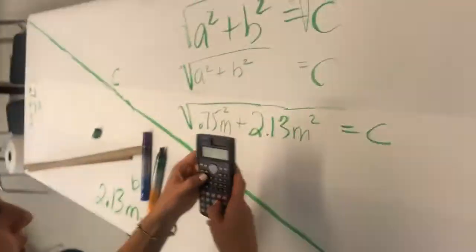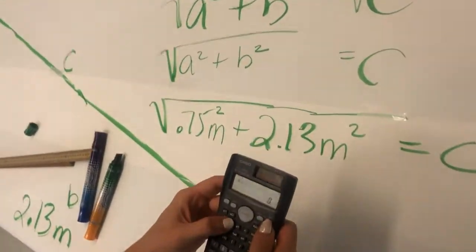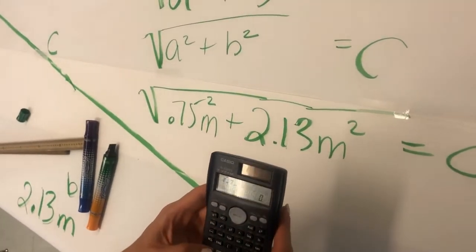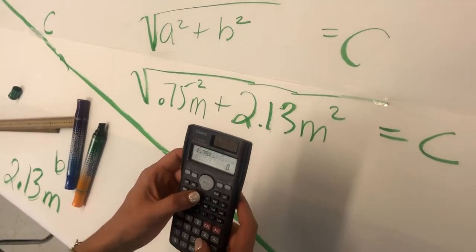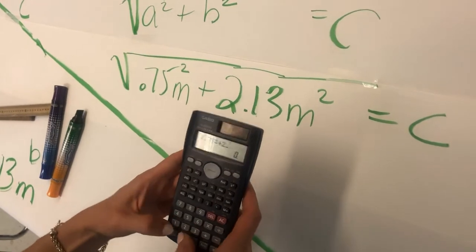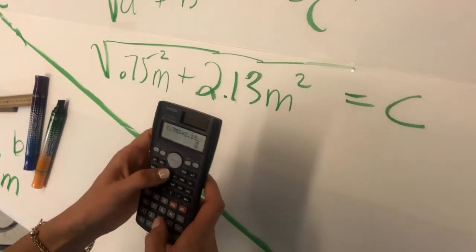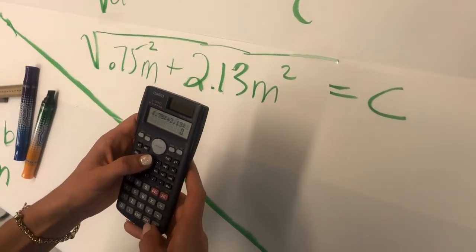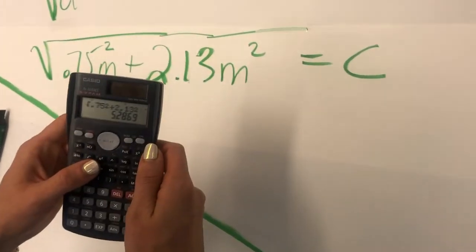Okay, square root, I did that last time. Square root of 0.75 squared plus 2.13 squared. I think you're going to need parentheses with this calculator. But shoot, hit equals, 5. That is not 5.2 meters. Let's go ahead and double check that.